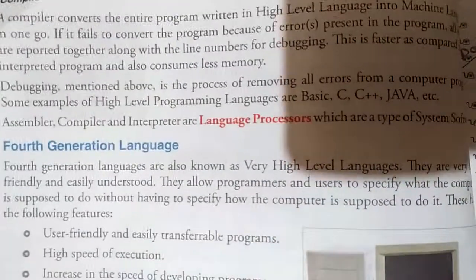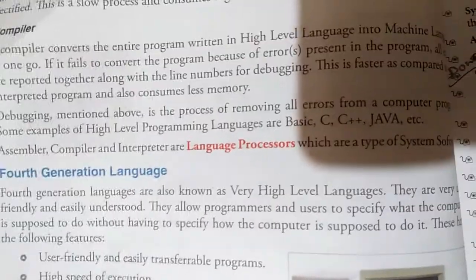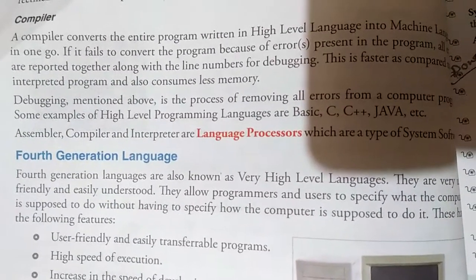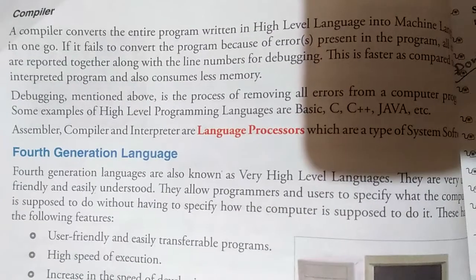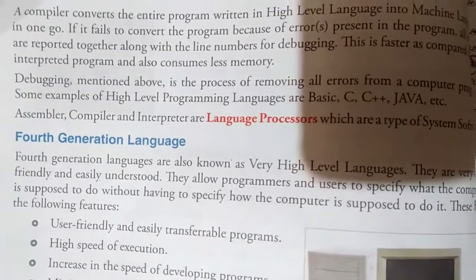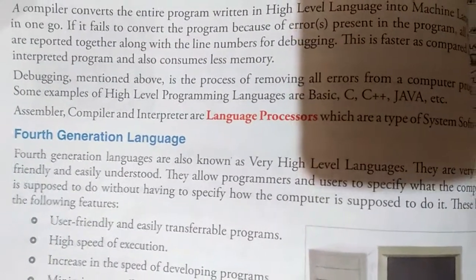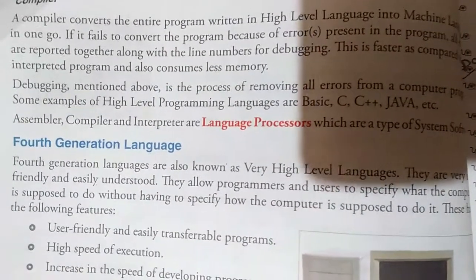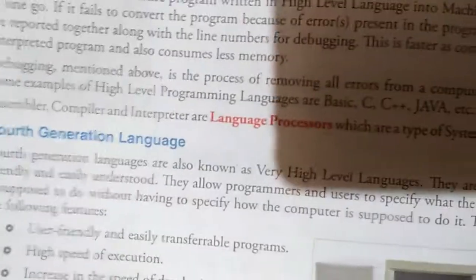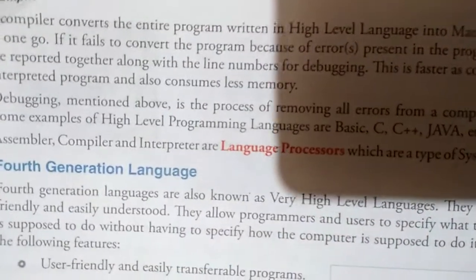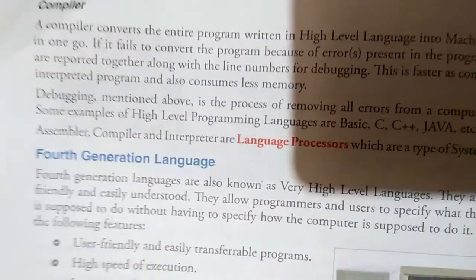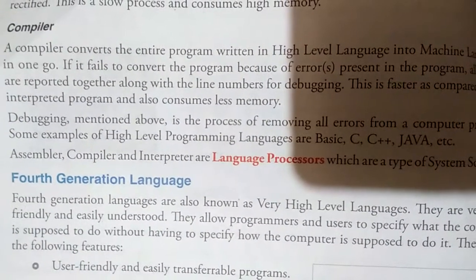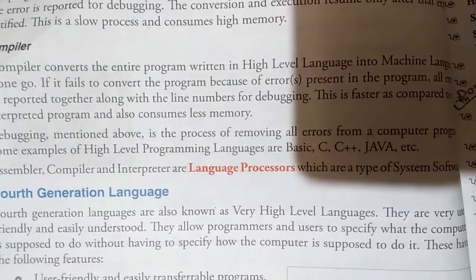Compiler means whenever we are collecting things in one way, it is called a compiler. A compiler converts the entire program written in high level language into machine language in one go. Means in one go, it changes high level language into machine language which the machine can understand. It fails to convert the program if there is an error present in the program.